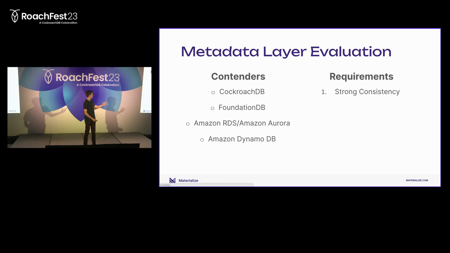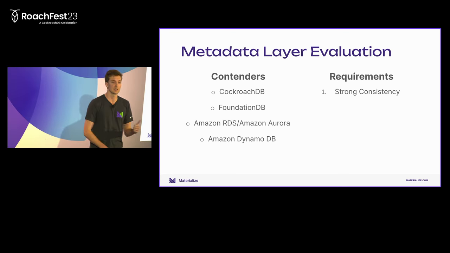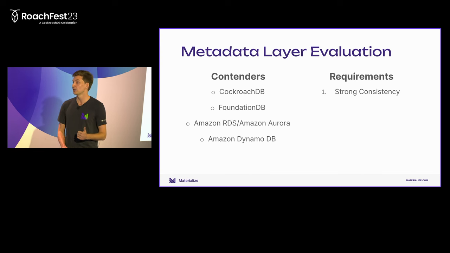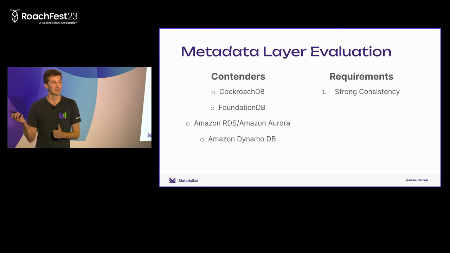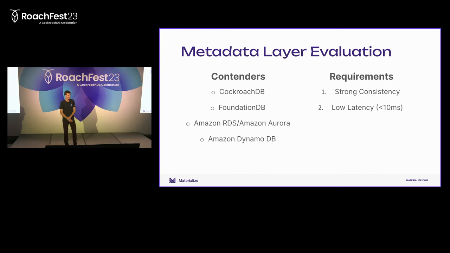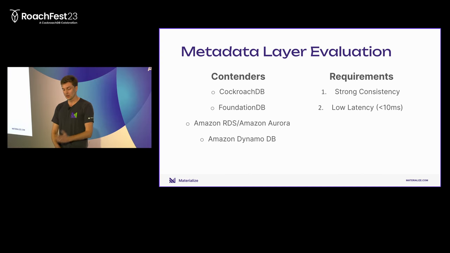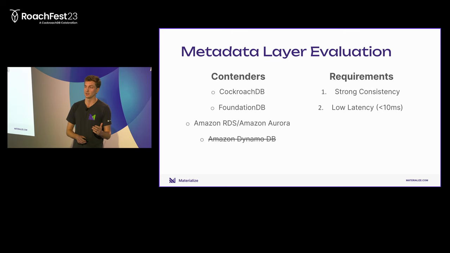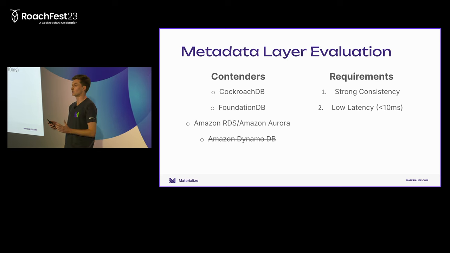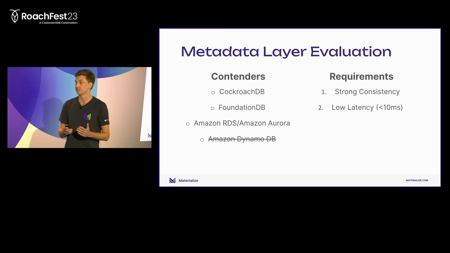We whittled these down by using a couple of requirements. We're going back to our key properties. We need to be strongly consistent, and so does our metadata layer. And fortunately, all of these databases are strongly consistent, so that was pretty easy. But the second is low latency. Right, we're targeting sub 10 millisecond reads out of an index, so our metadata layer also needs to be quite fast. And in our testing, that eliminated DynamoDB. With our testing during this evaluation phase, we were seeing 10 to 20 millisecond reads, so DynamoDB didn't cut it.